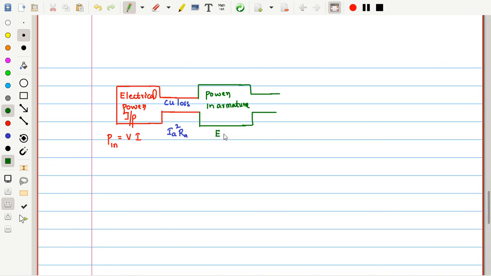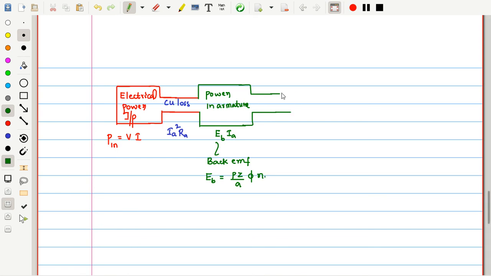If E is the induced EMF in the conductor, which we call EB, into Ia. EB into Ia. EB is the back EMF. And what is its expression? Same as the generated EMF. Instead of EG, I am using EB for the motor action. That's all. So PZ by A into phi into N. This expression we frequently use.